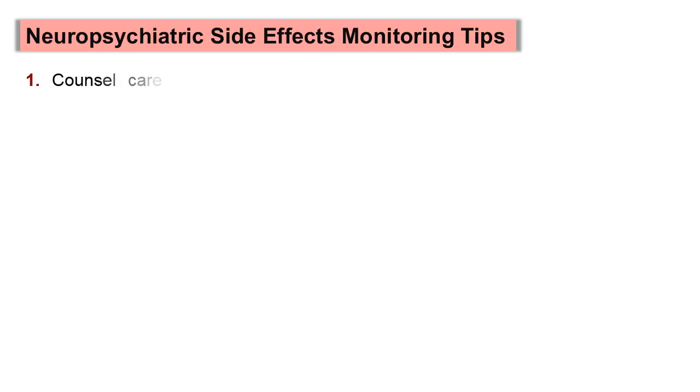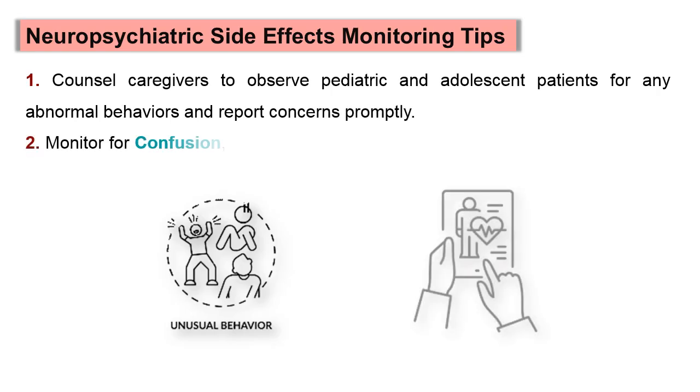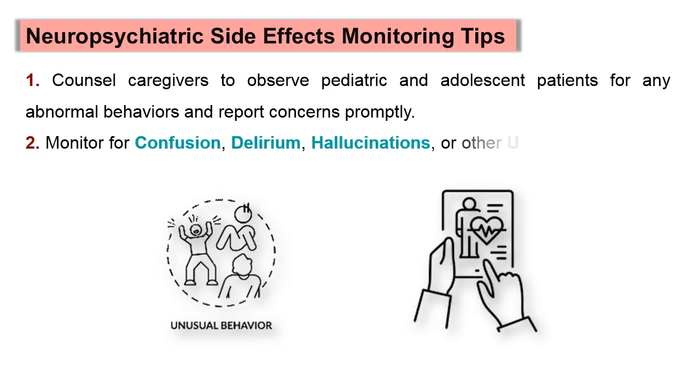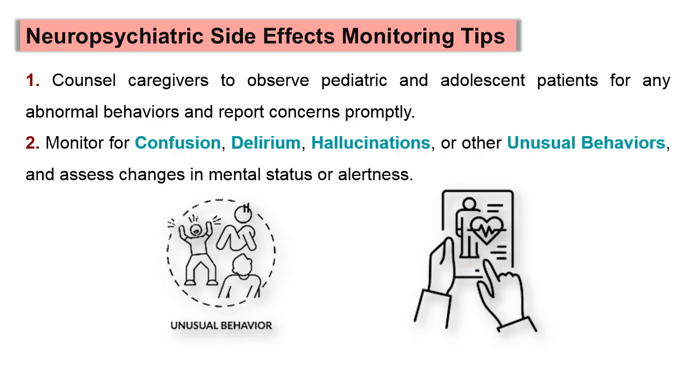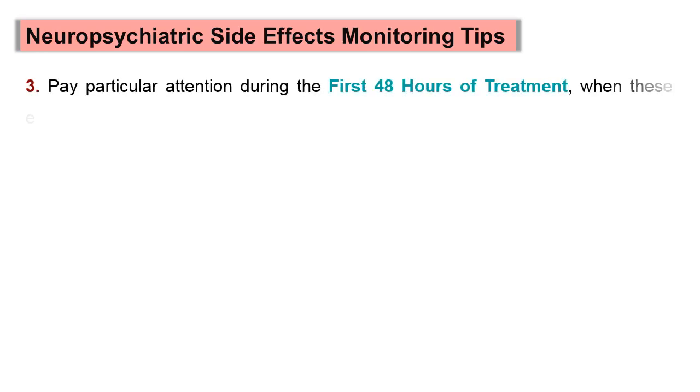1. Counsel caregivers to observe pediatric and adolescent patients for any abnormal behaviors and report concerns promptly. 2. Monitor for confusion, delirium, hallucinations, or other unusual behaviors, and assess changes in mental status or alertness. 3. Pay particular attention during the first 48 hours of treatment, when these effects are most likely to appear.